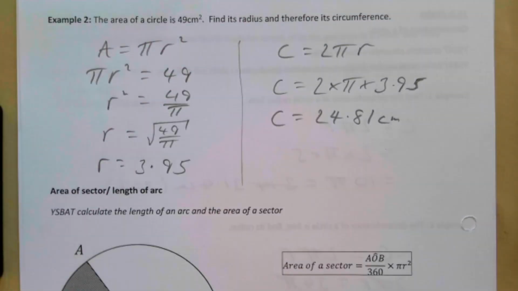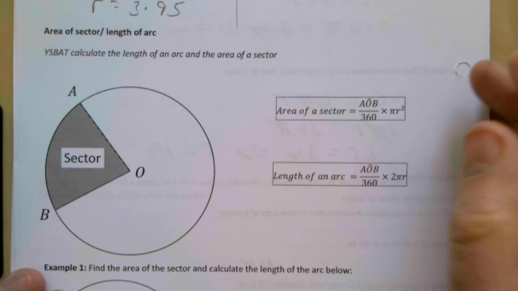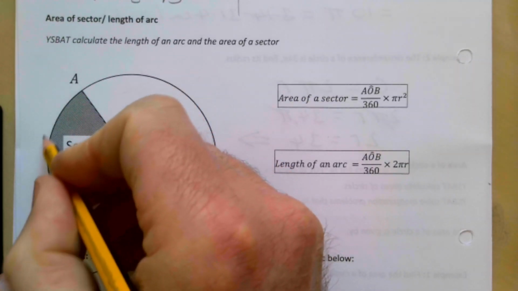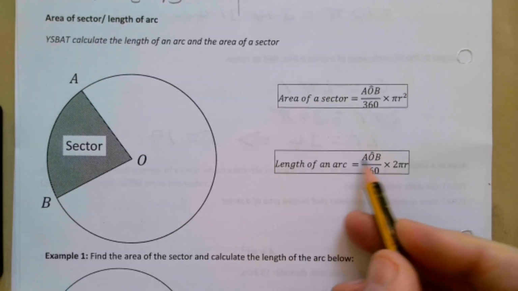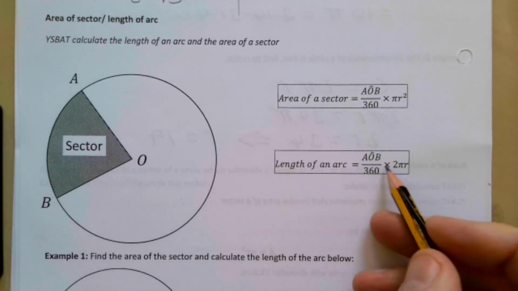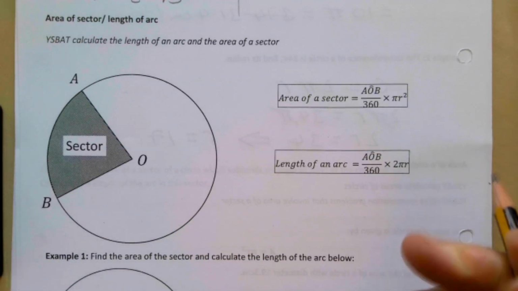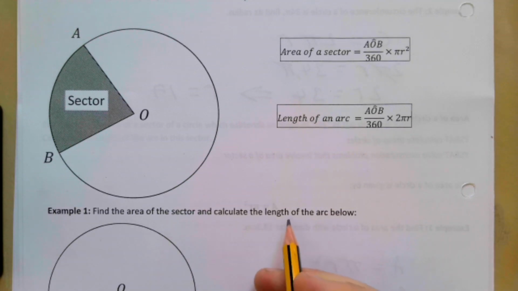And that then would be centimeters. Area of a circle or length of an arc. The length of an arc obviously is a wee part of the circumference. The length of the arc AOB, which is our angle, over 360 times 2 pi r. And so we can find the information required, using any of the information.